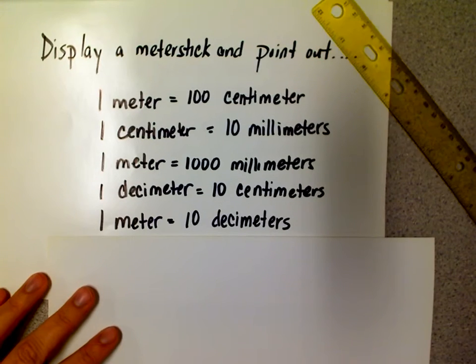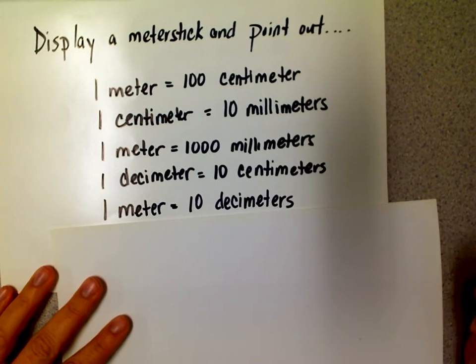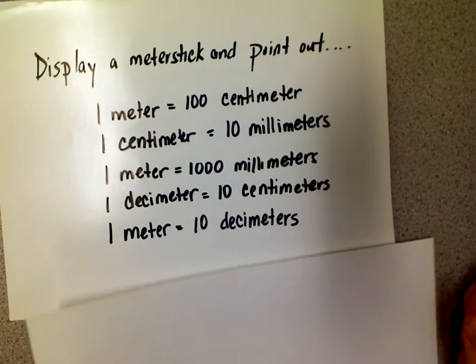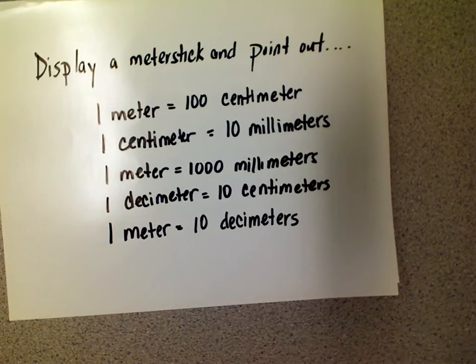Now 1 whole meter stick, again the one the teacher is holding in front of you now, has 10 decimeters, because there are 10 sets of 10 in 100 centimeters, which is what a 1 meter ruler holds. So 1 meter equals 10 decimeters.